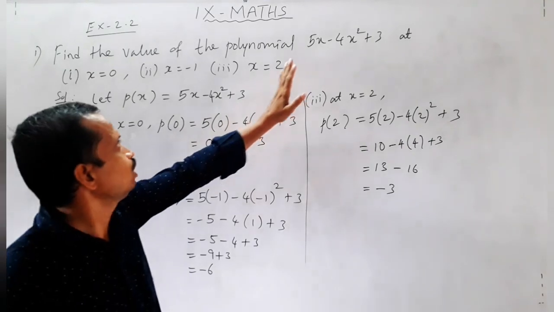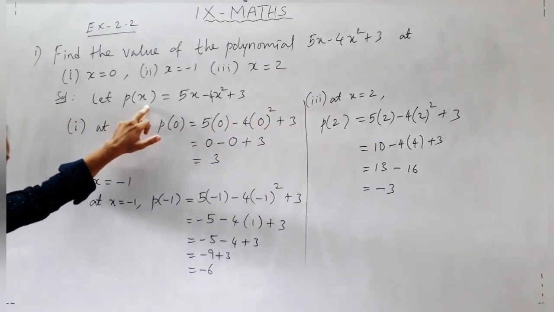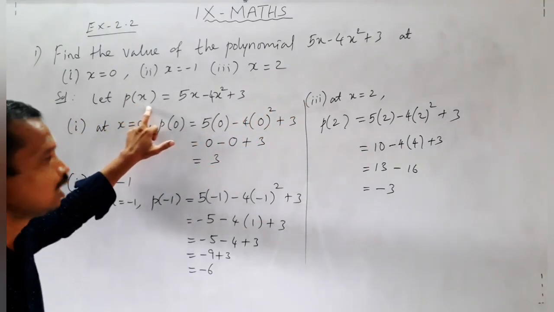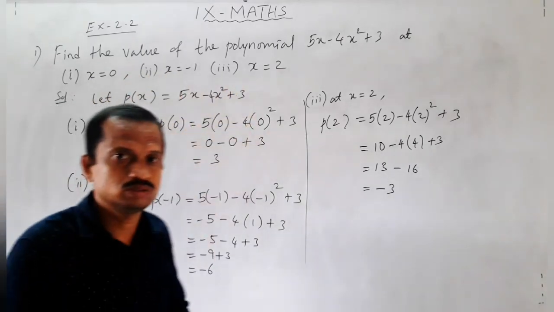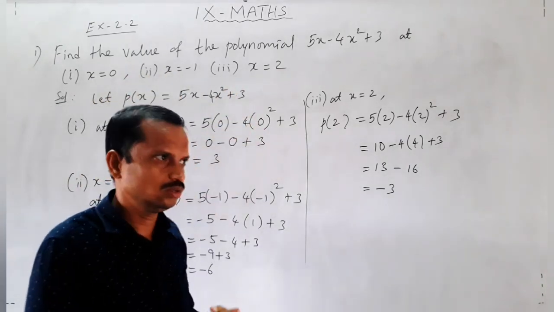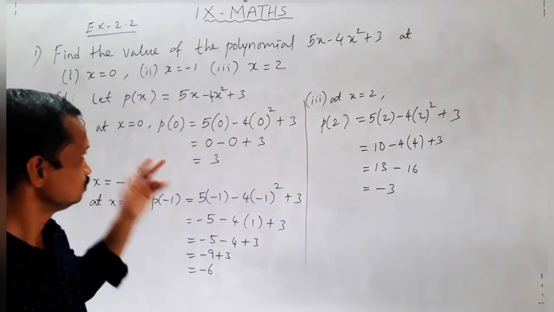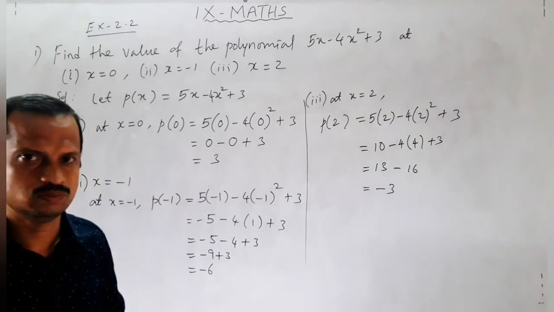Here only one polynomial is given, so we are assuming it as p of x, and 3 different values of x are given, and they are asking to find the value of the polynomial for these 3 different values.